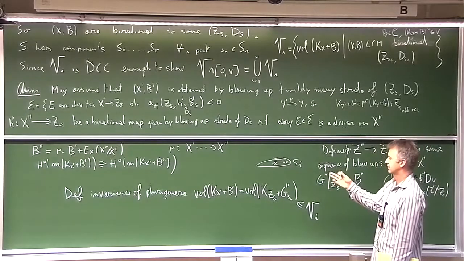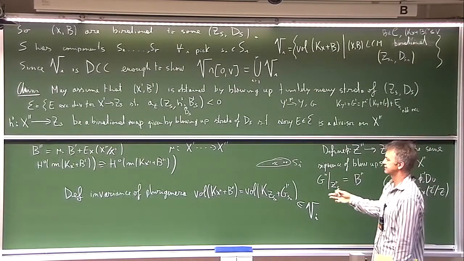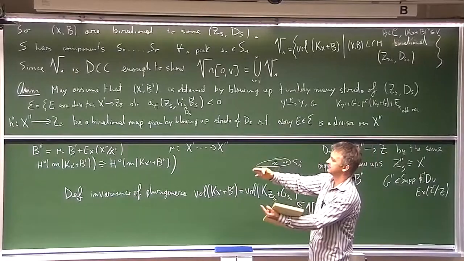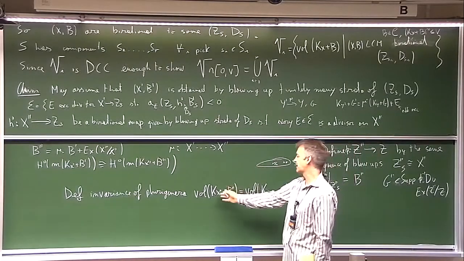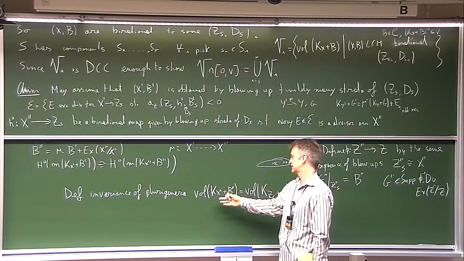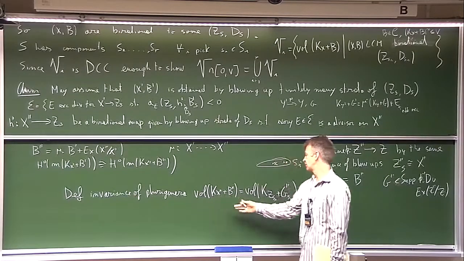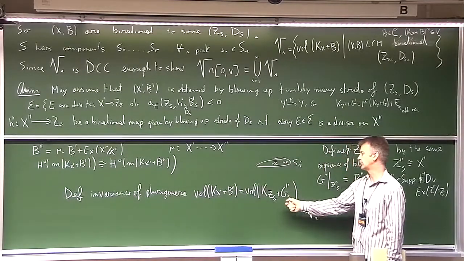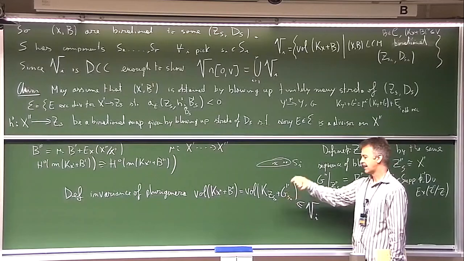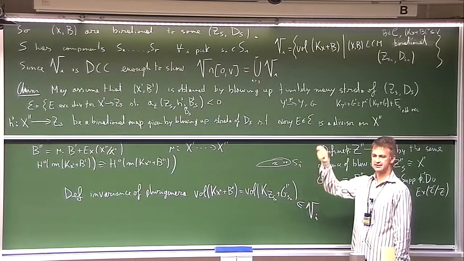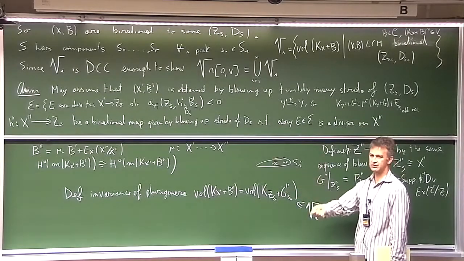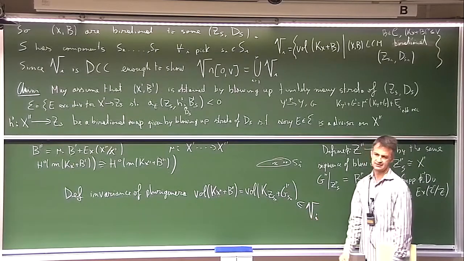So now we're done, right? Because I started with a random pair (X, B), I replaced it by another pair (X'', B''), which has the same volume, and I showed that that volume is the same as the volume of a pair that's birational to my distinguished fiber. And for the distinguished fiber, the volumes belong to a fixed DCC set.